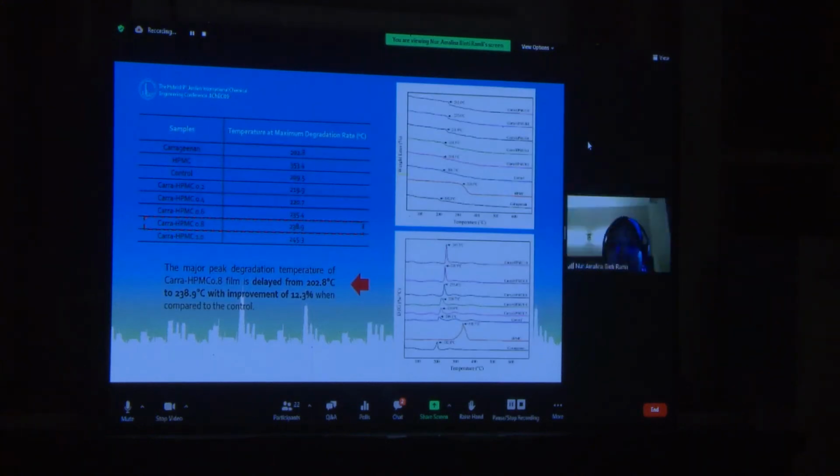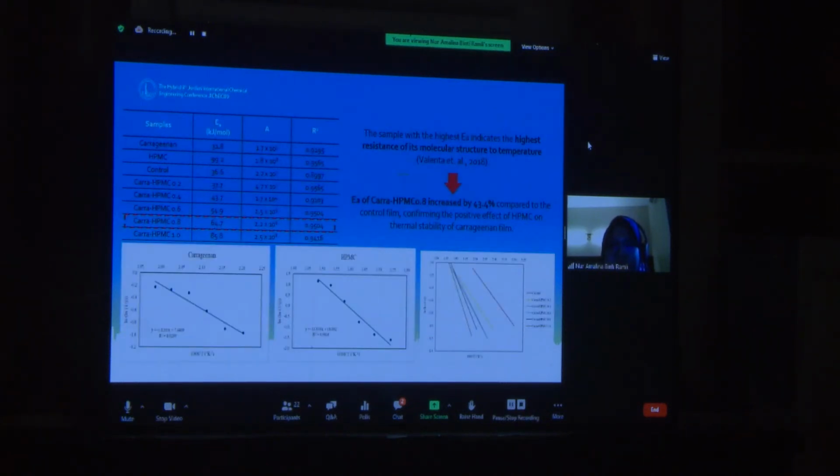So this one is from TGA, thermogravimetry. At 0.8%, we can also see that the degradation peak of the film is delayed by about 12% compared to the control. This is the kinetic analysis, and we can see that CARA HPMC 0.8 increased by 43% compared to the control, confirming the positive effect of HPMC as reinforcement in the carrageenan film. Here Ea is the activation energy, which indicates the resistance of the molecular structure to temperature.